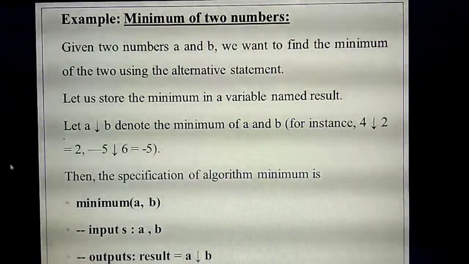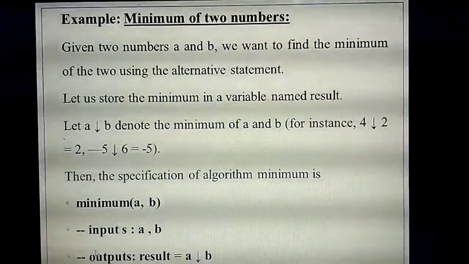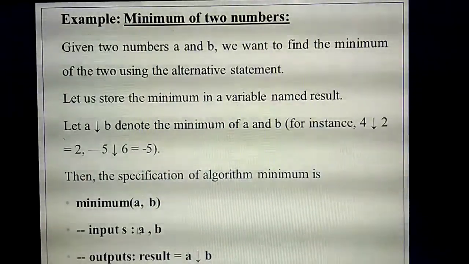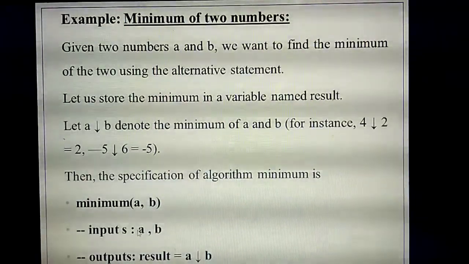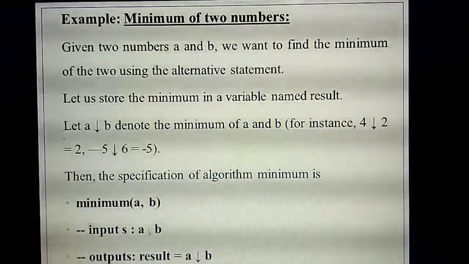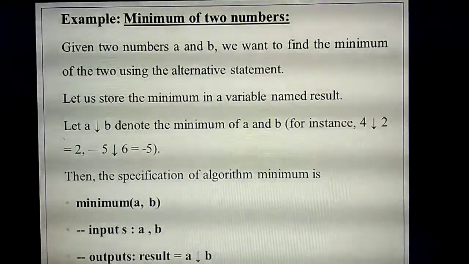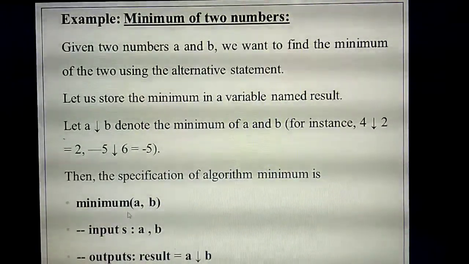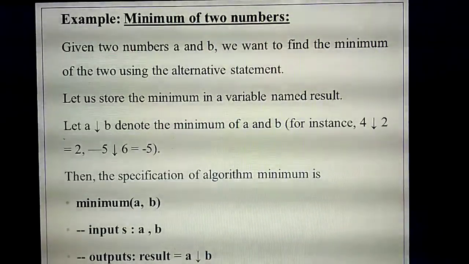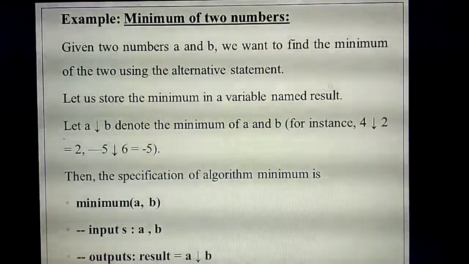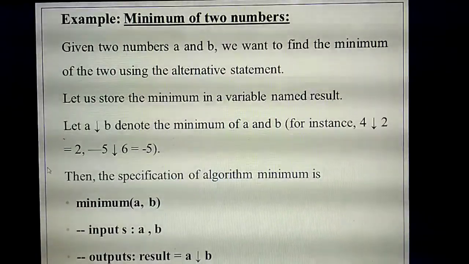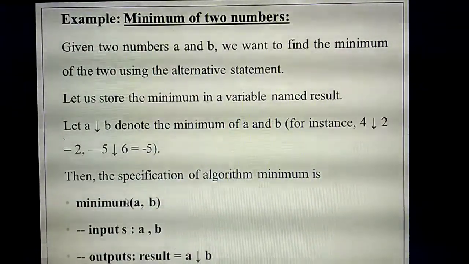First you need to write the name of the algorithm, then inputs and output, then property of input and output. That already we have studied. So the first line is we need to specify the name of the algorithm. Here they are giving Minimum, because we are going to find the minimum of two numbers. So they have named the algorithm as Minimum.